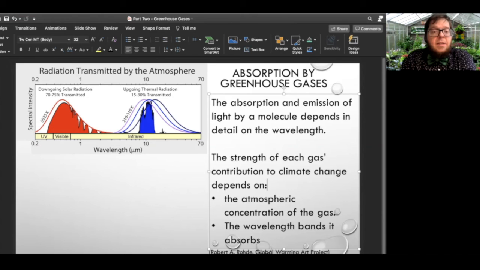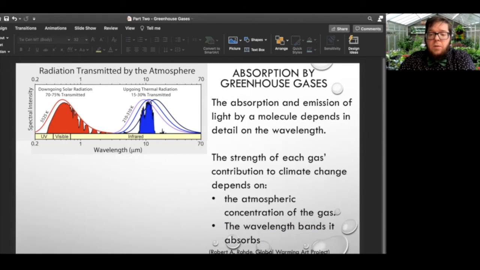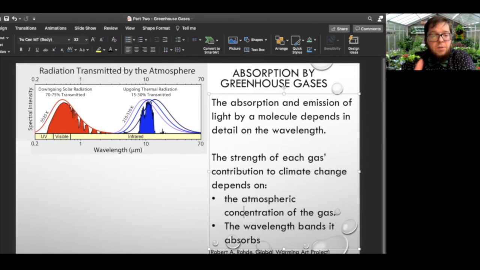How much gas is there in the atmosphere, and which wavelength bands does it absorb? So the strength of each gas's contribution to climate change depends on the atmospheric concentration of the gas and which wavelengths it will absorb and therefore re-emit. So let's start to look at what's going on in this picture. We're going to add more to this picture as we go, but let's see what we've got here.